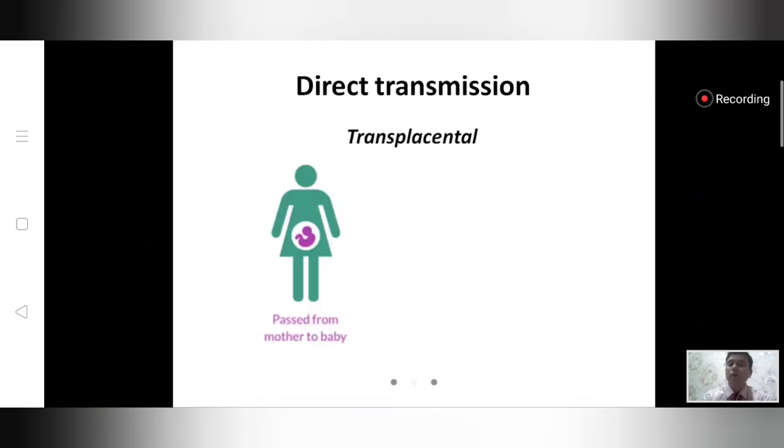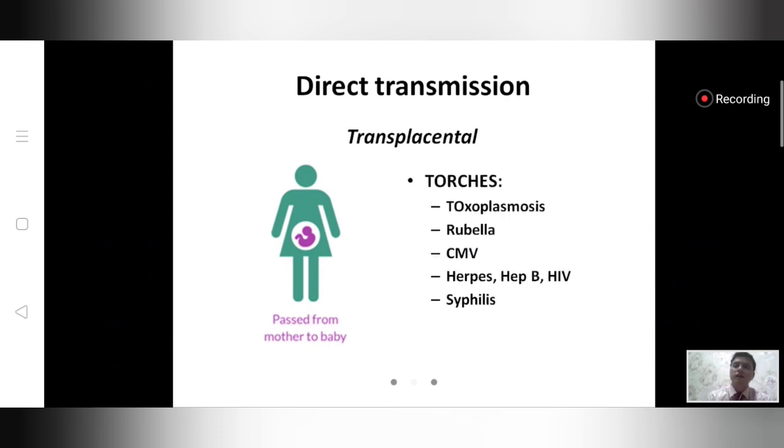Transplacental transmission is a very important MCQ question, let me tell you. Very few infections are transmitted transplacentally, and many are not, so you need to have a list ready before your exam preparation. The best mnemonic to remember is TORCHES: T for toxoplasmosis, R for rubella, CMV, that is cytomegalovirus, herpes, hepatitis B, HIV, syphilis. And now varicella zoster, which we'll speak about today in detail, that's chickenpox.